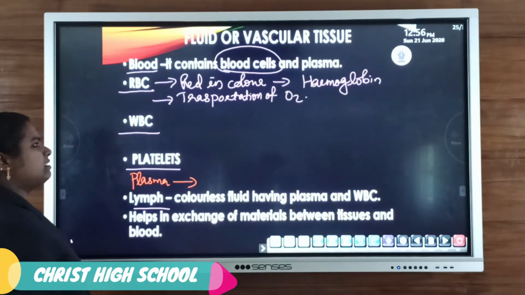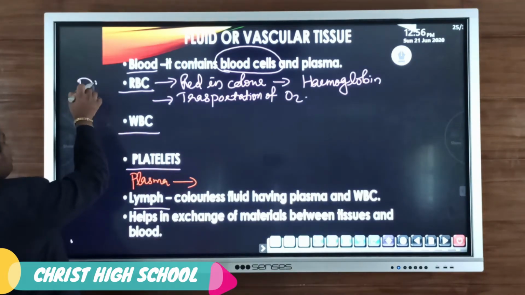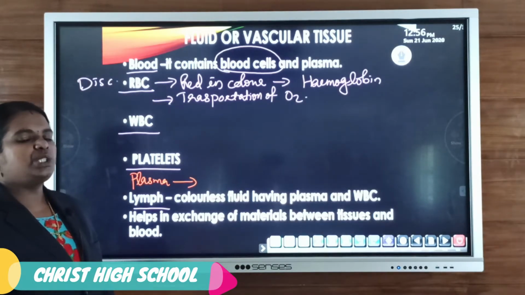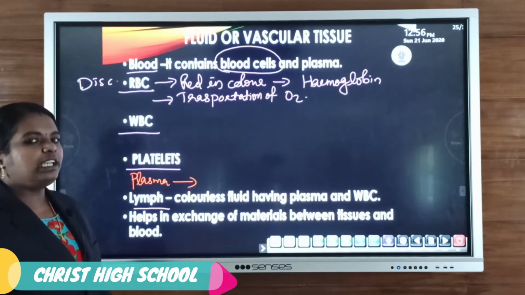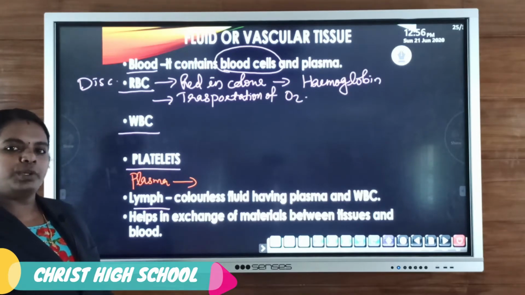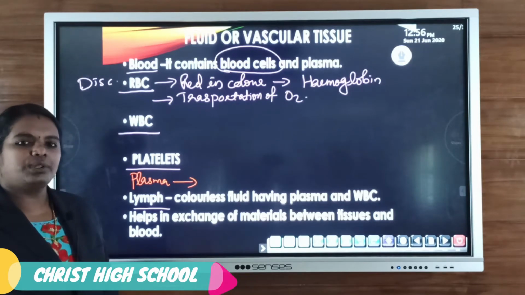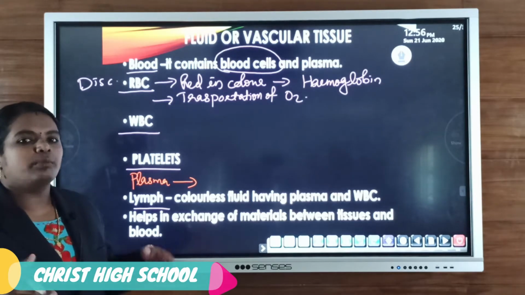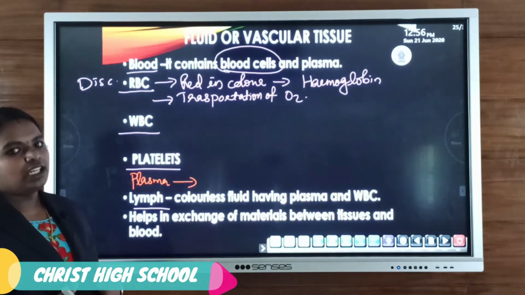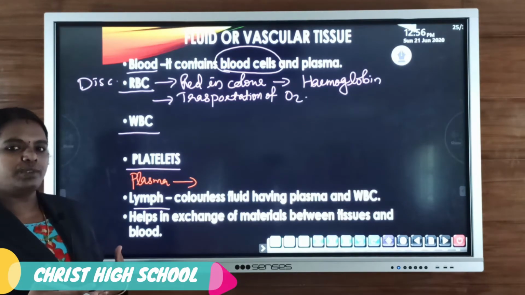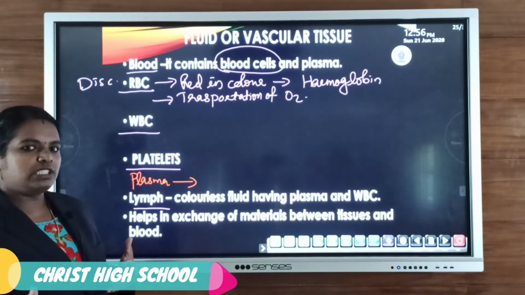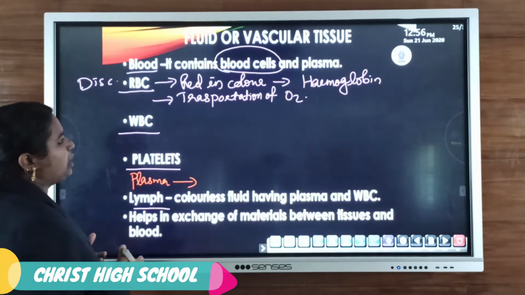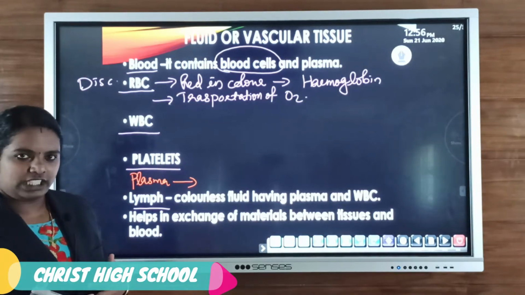RBC is mainly a disc-shaped structure. And mature RBC is devoid of nucleus. Why do they not have a nucleus and other cell organelles like mitochondria? Mature RBC do not have a nucleus and some other cell organelles in order to accommodate more oxygen. The disc-shaped structure provides a large surface area for the transportation of oxygen, and the absence of nucleus accommodates more oxygen in it.